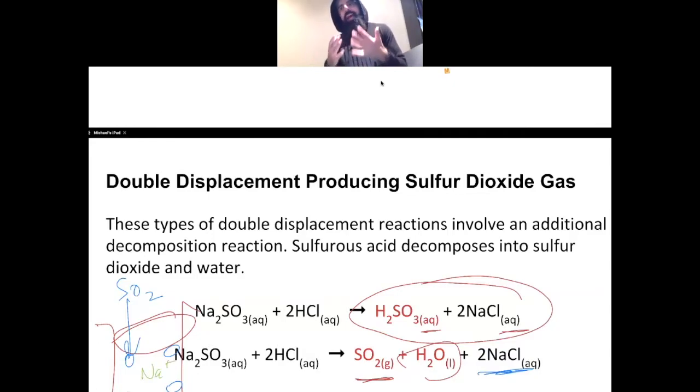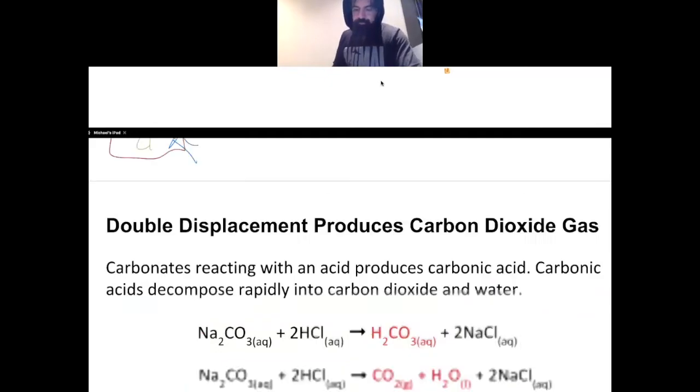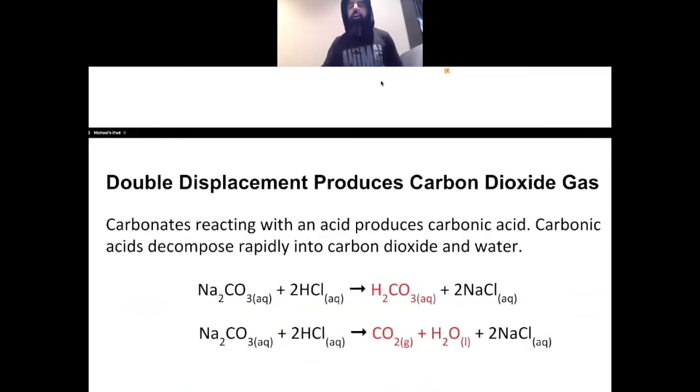So we don't have a beaker filled with ions like we do in a so-called no reaction double displacement. Yes, they start off as aqueous, but this is going to immediately decompose. Once it gets made, it immediately decomposes to form this gas, which is the bubbling in the water. It's going to form additional water to allow for the sodium chloride to stay dissolved. Double displacement producing carbon dioxide gas, same as in the previous example.